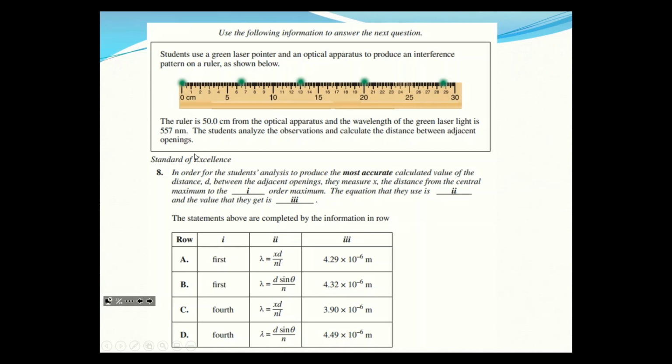So I always get a little bit of everything for answers. So in order for the student's analysis to produce the most accurate, you can see this is bolded here, calculated value of the distance d between the adjacent openings, the students measure x and the distance from the central maximum to b, and the equation they use is blank. Okay. So each one of these answers is going to be correct, and it all depends what you use.